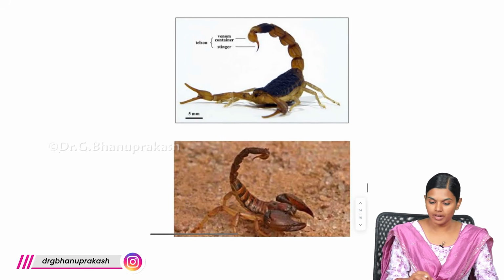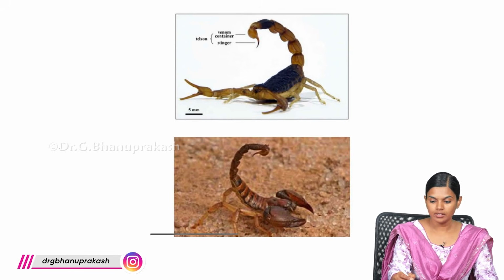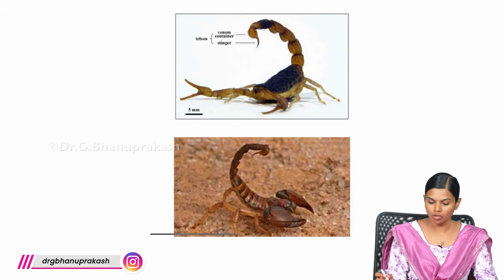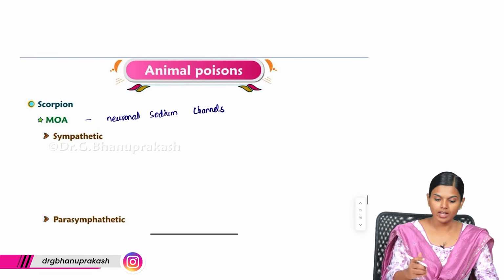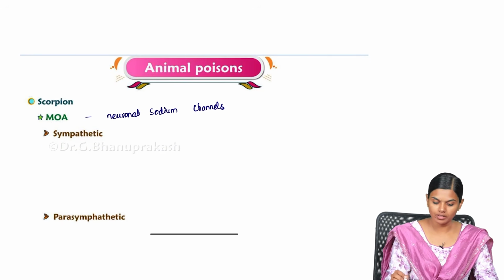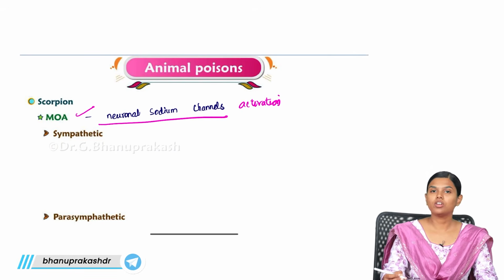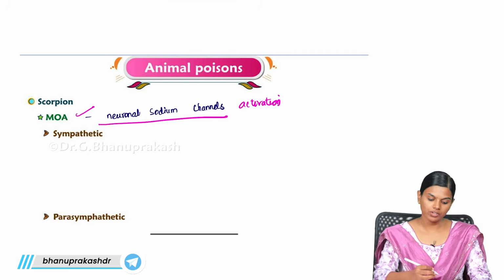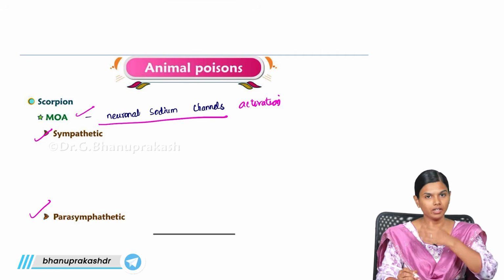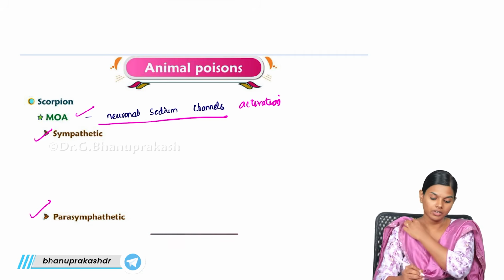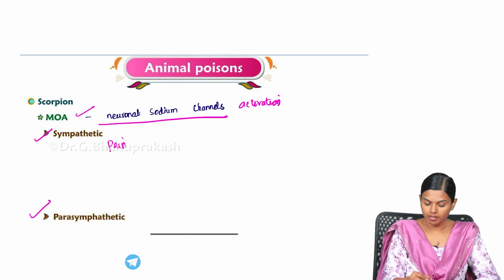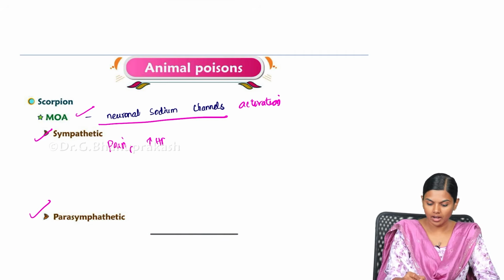So scorpion bite, this is the stinger. This is known as telson. This is where the venom is located. So whenever there is a scorpion bite, what will happen is there will be neuronal sodium channels activation. Because of that, there will be overactivation of sympathetic and parasympathetic system. In sympathetic activation, you will be experiencing pain, increased heart rate, which can progress to arrhythmia.